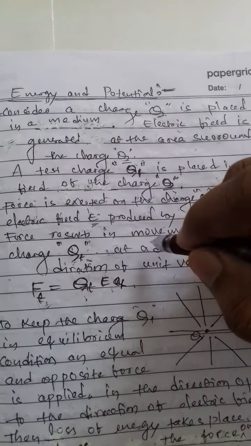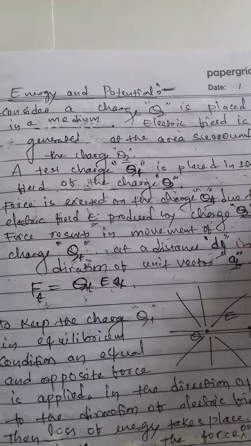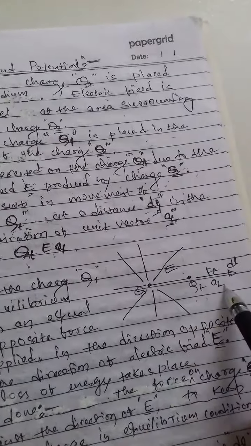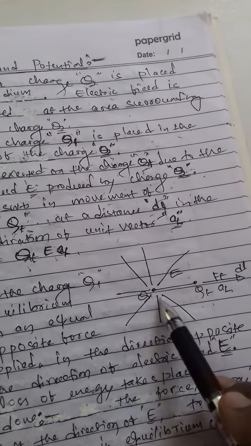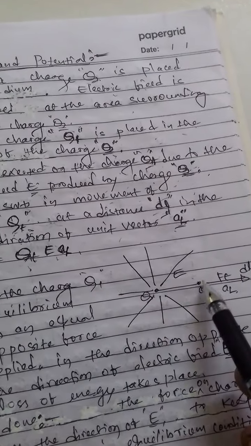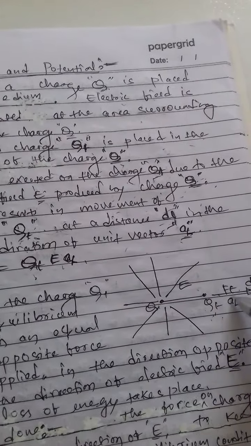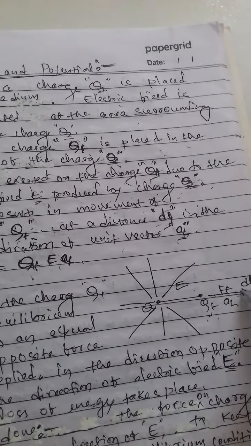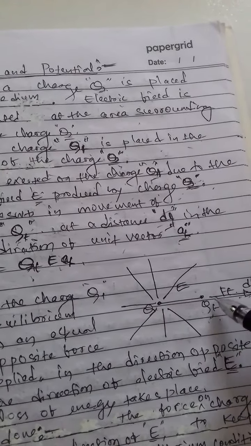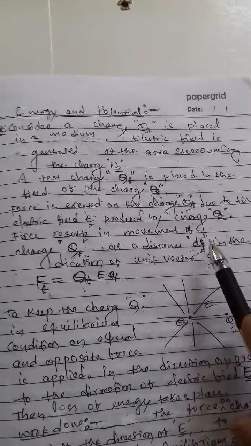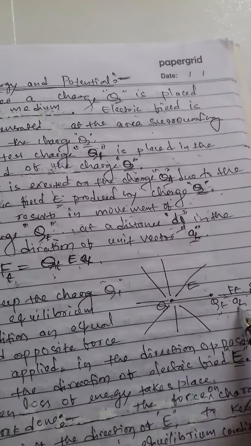That force results in the movement of charge Qt at a distance dl. Here it is the charge Q and here it is the test charge Qt, and the force exerted on that charge is Ft, which results in the movement of that charge Qt at a distance dl in the direction of unit vector al. This al is the unit vector in the direction of the movement.